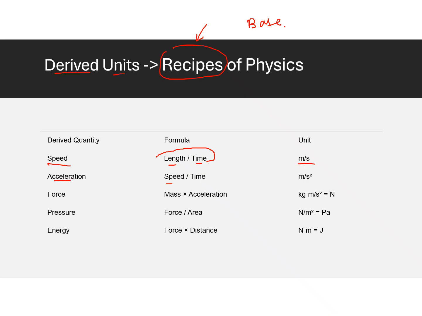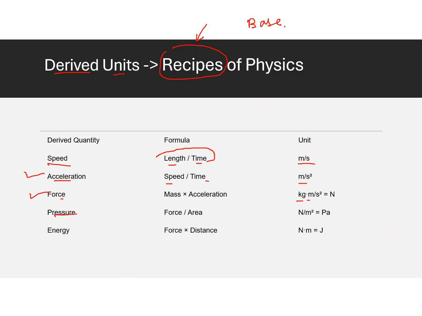Acceleration is speed over time. So it also consists of three different base quantities. So hence we can call acceleration a derived quantity. Force is mass times acceleration. So the unit is kilogram meter per second square. So you see here there are 4 different base quantities. So these base quantities combine to form the force. So we can call force a derived quantity.